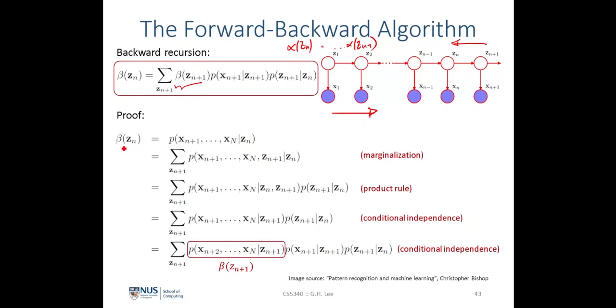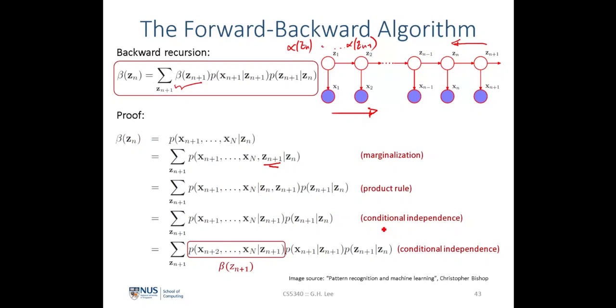We start off from the definition of beta zn, which is what we saw earlier to be the conditional probability of xn plus 1 all the way to xN, conditioned upon zn. And we'll do a marginalization trick by introducing this random variable zn plus 1 into the conditional probability by marginalizing it away. Then we'll make use of the product rule to factorize this into two different product terms.